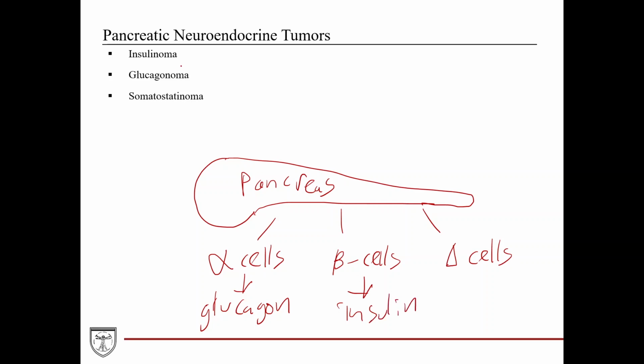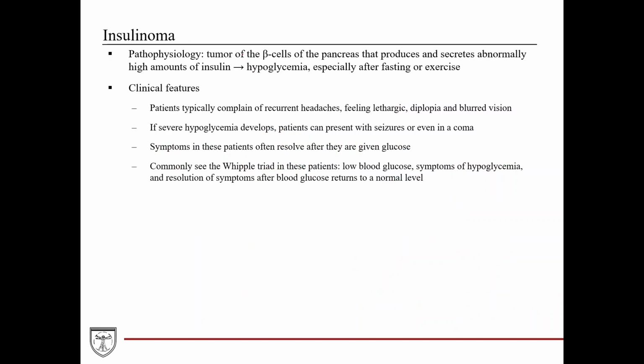The beta cells, as we've mentioned, secrete insulin. So an insulinoma is a tumor of the beta cells of the pancreas. And then delta cells secrete somatostatin. So a somatostatinoma is a tumor of the delta cells of the pancreas. So first we'll talk about insulinoma. It's a tumor of the beta cells of the pancreas.